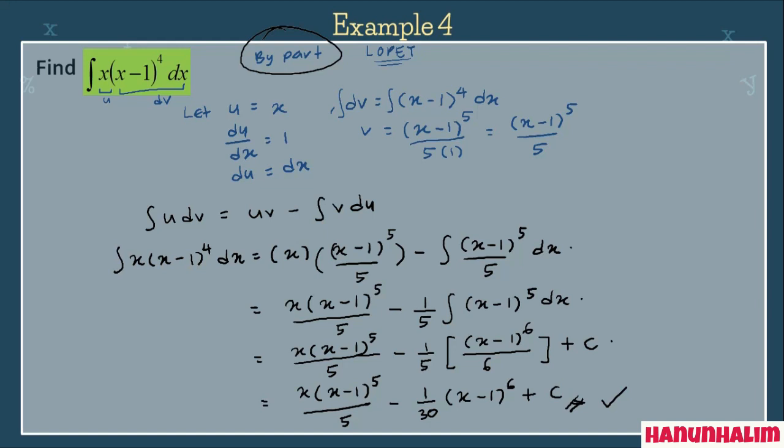Jadi untuk example 4 ni, inilah contoh yang kita boleh guna dua-dua method. By part pun boleh, yang LIPET ni, ataupun substitution pun boleh. Dia akan jawapan dia akan betul lah, walaupun kita guna kaedah yang berbeza.